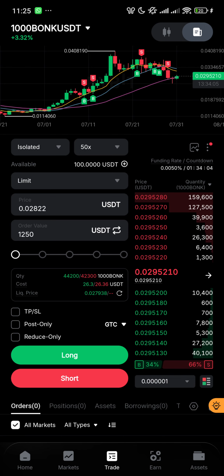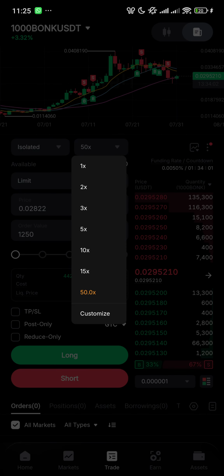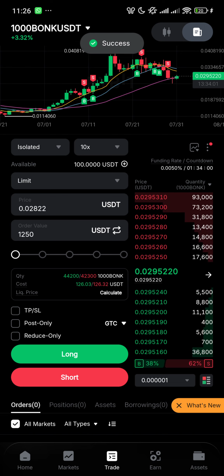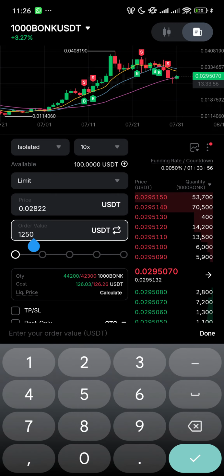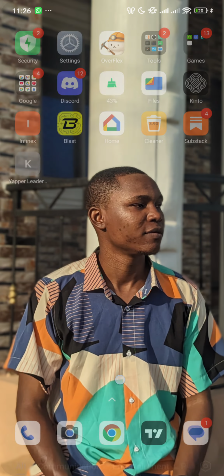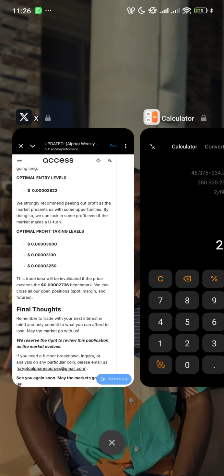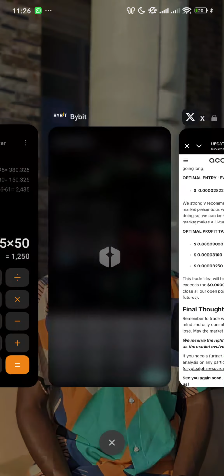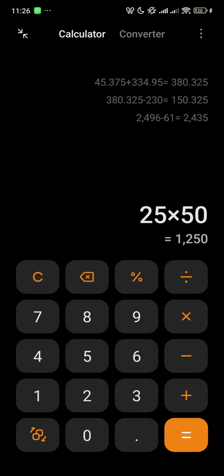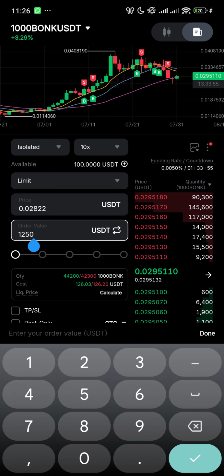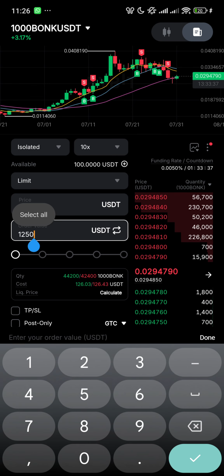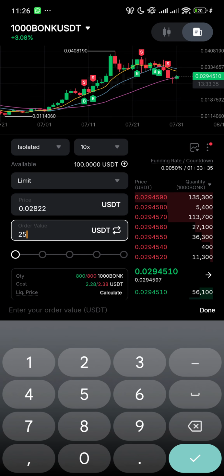But like I said, let's stick with a lower leverage. So let's come to 10x, right? Now at 10x, I cannot use the same amount, right? So let's go back to our calculator. We'll say 25 times 10. So that's 250. So we change this figure to 250, and you click on calculate.